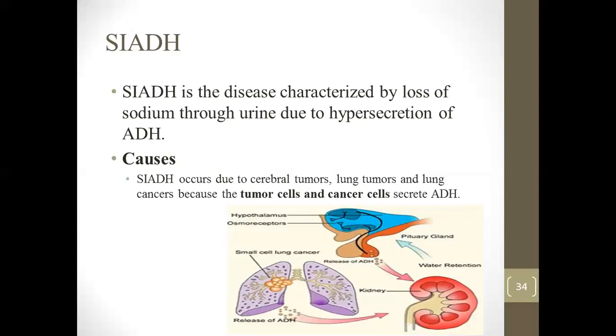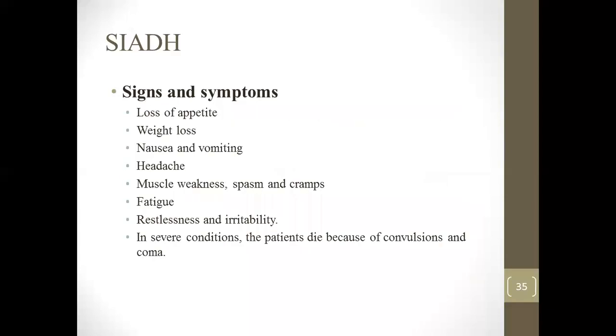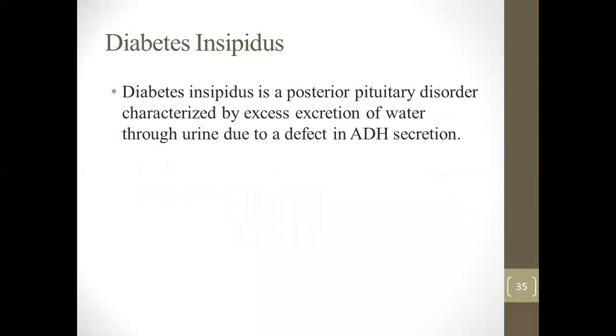हमें पता है कि एडीएच रीअब्जॉर्प्शन ऑफ वाटर चला रहा था, तो हाइपरसिक्रेशन ऑफ एडीएच में क्या होगा, इंक्रीज जो है वो रीअब्जॉर्प्शन ऑफ वाटर होगी. और ये किसकी वजह से हो सकती है, ट्यूमर सेल और कैंसर सेल की वजह से हो सकती है. और इसमें जो साइन एंड सिम्टम है, लॉस ऑफ एपेटाइट है, वेट लॉस, नोजिया, वोमिटिंग, हेडेक, मसल वीकनेस, फटीग, रेस्टलेसनेस, इरिटेबिलिटी. These are all the signs and symptoms of this disease.